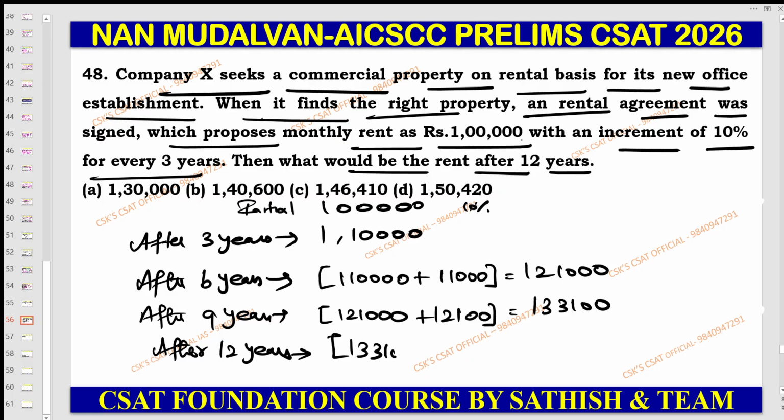So 133,100 plus 13,310, if I add this up, it becomes 146,410. C option. Understood? I am not using any formula here. You can use a formula, I am not using a formula. Okay, next one.